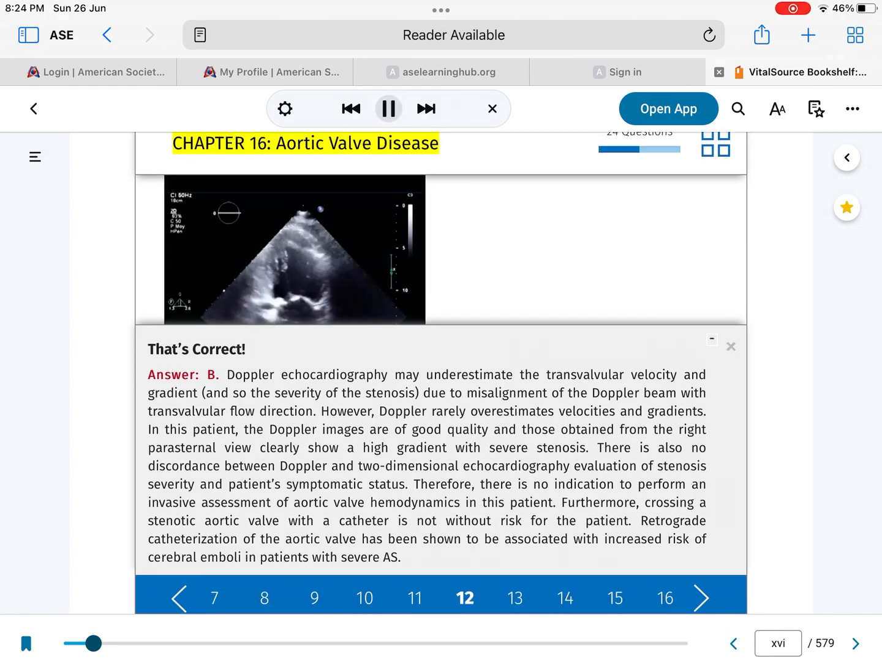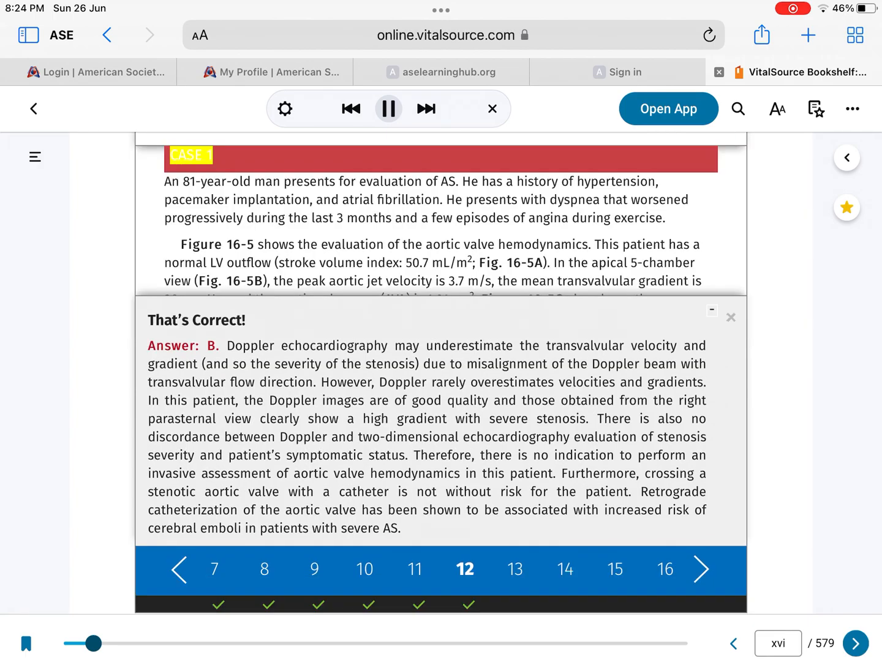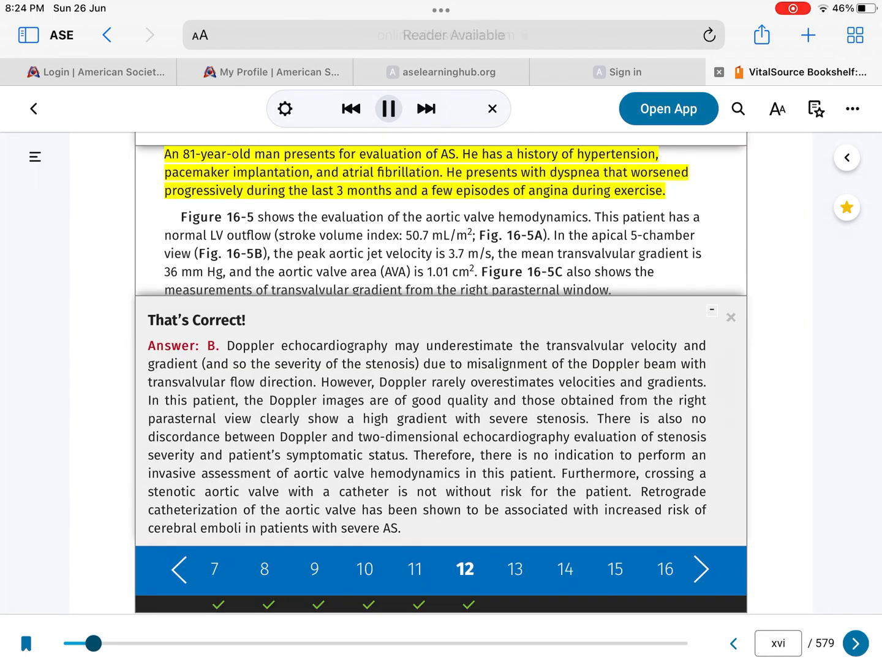Chapter 16. Aortic valve disease. 24 questions. Case 1. An 81-year-old man presents for evaluation of AS. He has a history of hypertension, pacemaker implantation, and atrial fibrillation. He presents with dyspnea that worsened progressively during the last 3 months and a few episodes of angina during exercise.